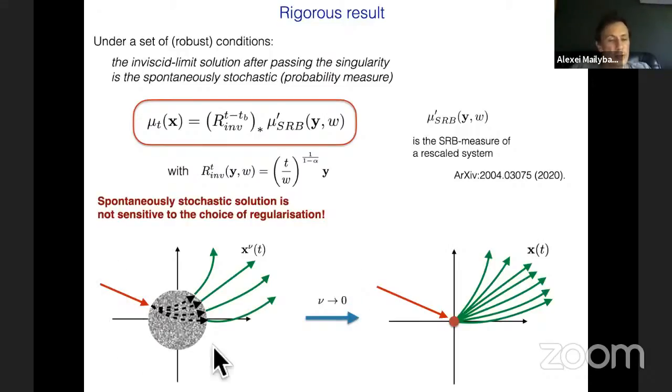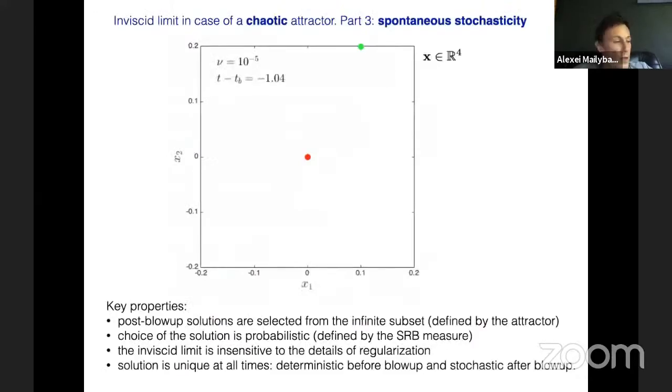Considering this system, which was singular and probabilistically regularized in a small ball of ν₀, then sending ν₀ to zero, we have an explicit solution, which is deterministic before the singularity and probabilistic after the singularity. And the SRB measure of our attractor assigns probabilities to every possible solution to which you go. So first of all, it shows along which solution you can go and with which probability. So there is a probability measure which describes what happens.